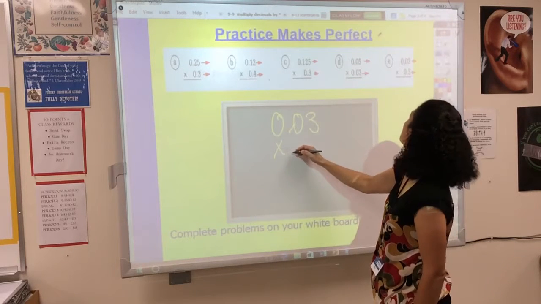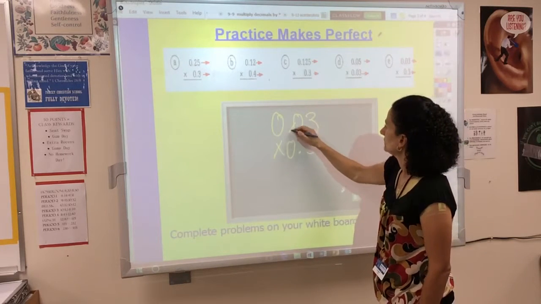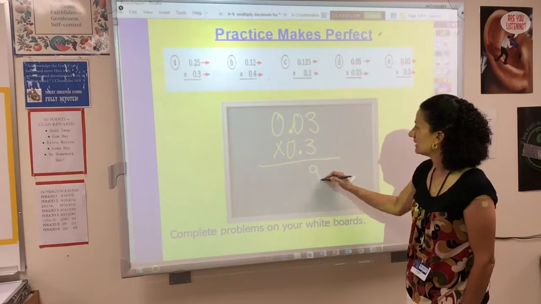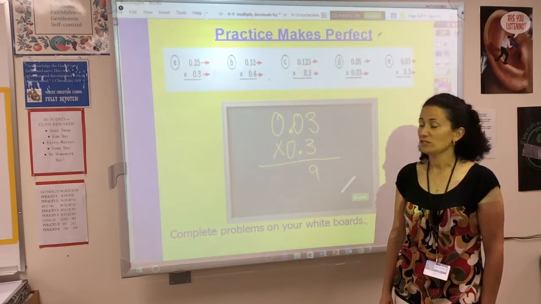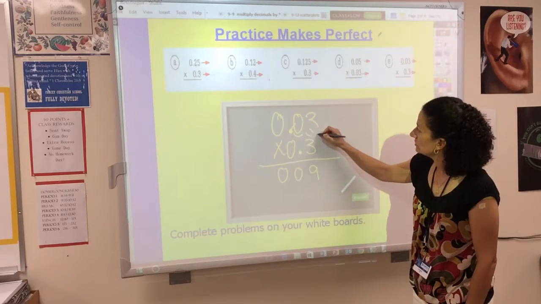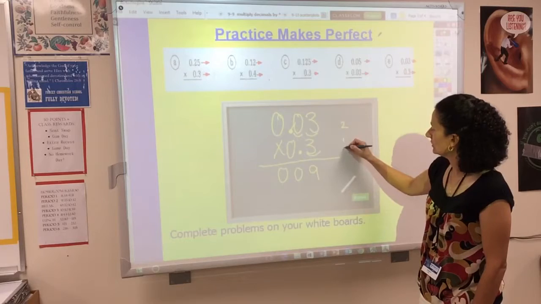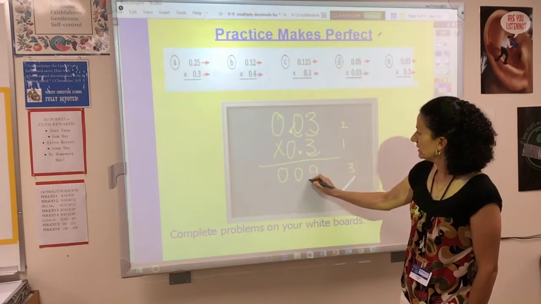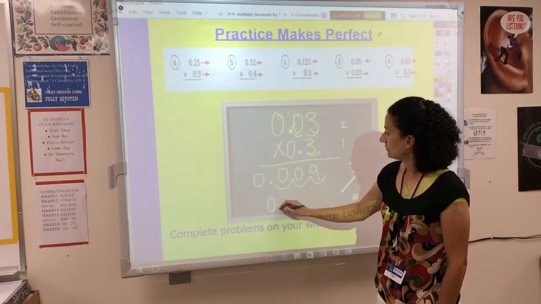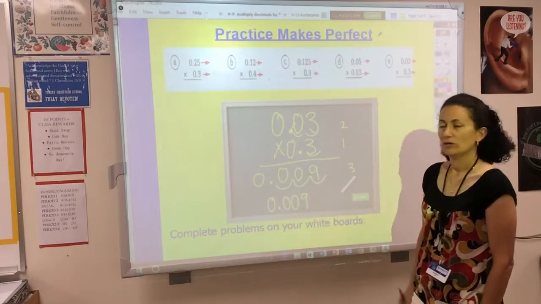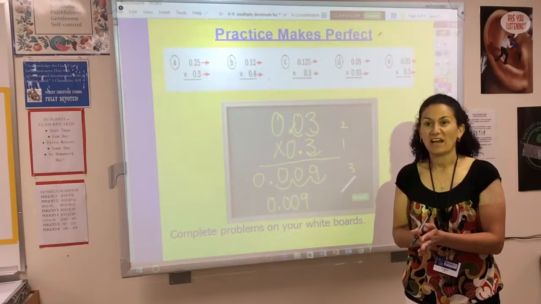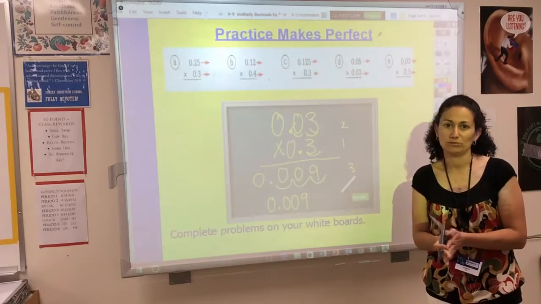0.03 times 0.3. Notice I'm not lining up the decimals. I'm going to multiply as usual. 3 times 3 is 9. Technically, I'm done with all the multiplication here. 0 times 3 is 0. 0 times 3 is 0. And I'm going to count 1, 2, 3. 2 there, 1 there. Total of 3. So 1, 2, 3 decimal places. And my number is 0.009. How would we read that? 9 thousandths. 9 thousandths is how you would read that.